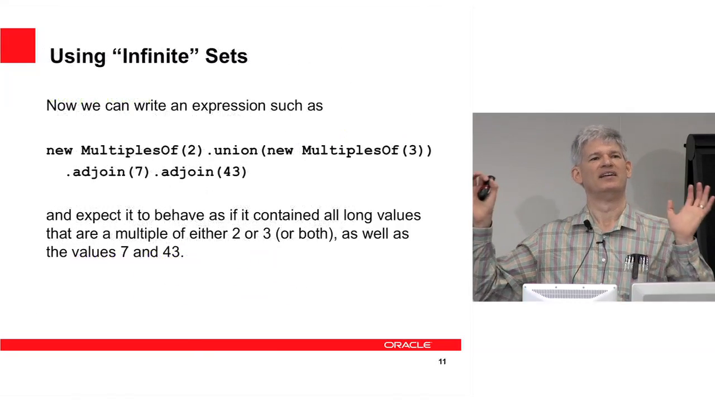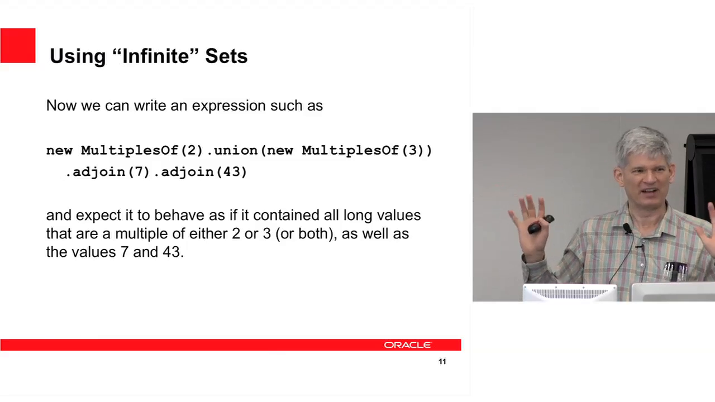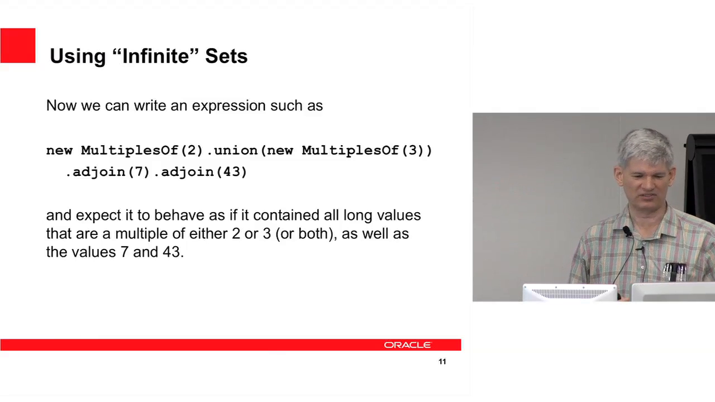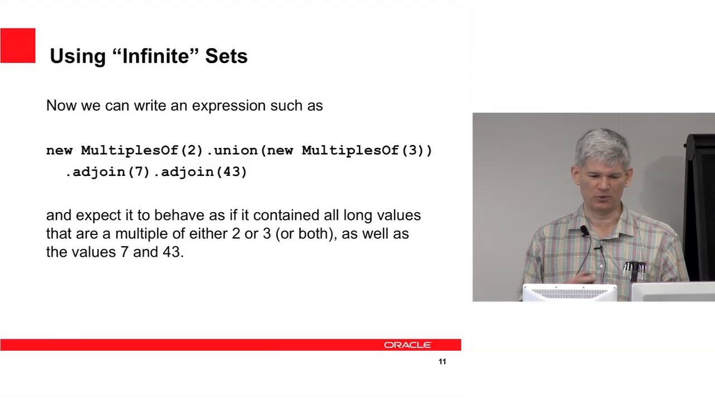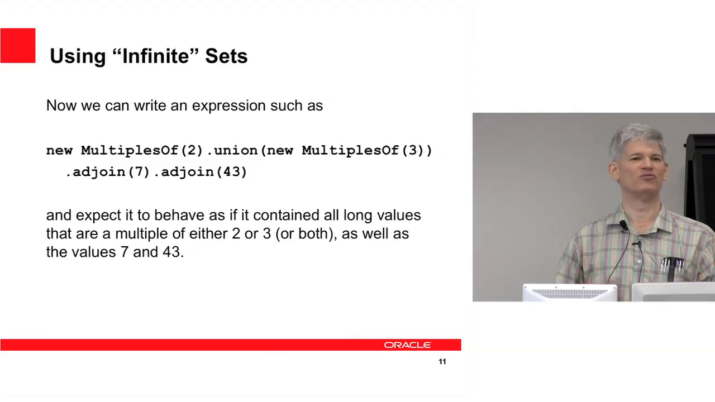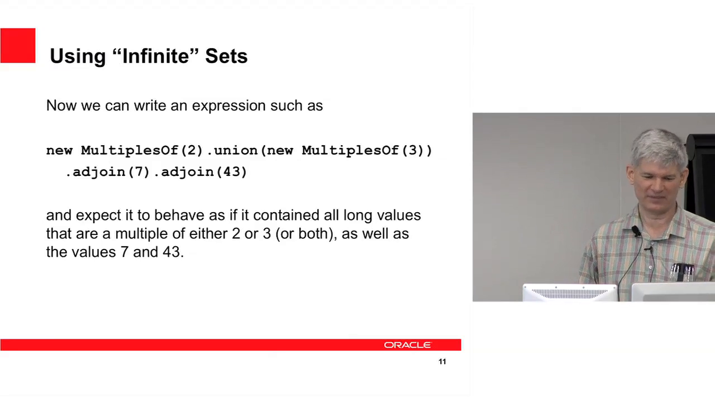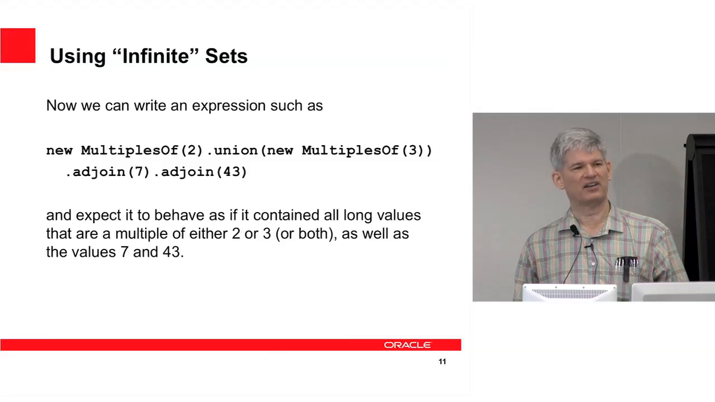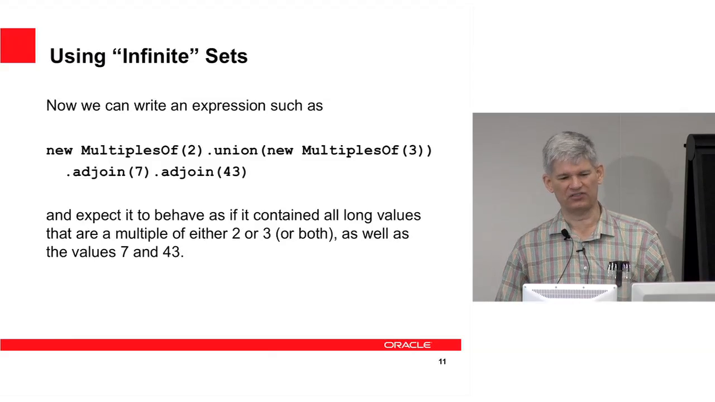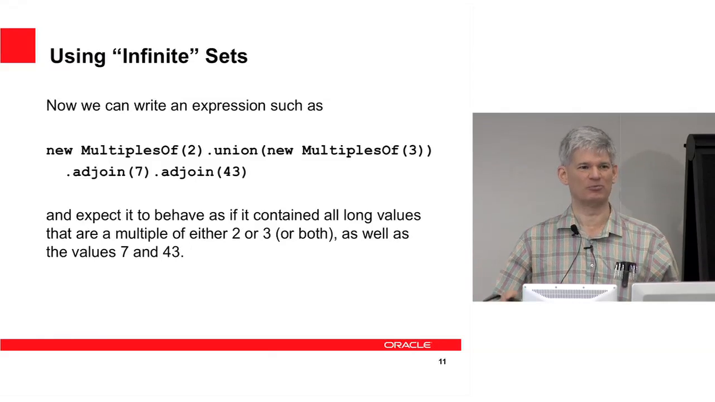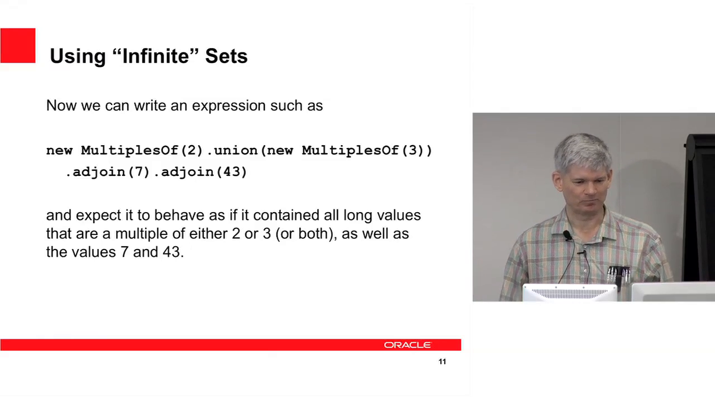Okay, so I showed you all the code for implementing different kinds of sets. Now let's look at some of its properties. We can write an expression such as, let's make a new MultiplesOf 2, union that with a new MultiplesOf 3, then adjoin 7 and 43 just out of strangeness. And then we can expect this compound set object to behave as if it contained all long values that are a multiple of either 2 or 3, or both, as well as the values 7 and 43. And despite the fact that this set contains a very large number of values, conceptually it has a very compact representation.